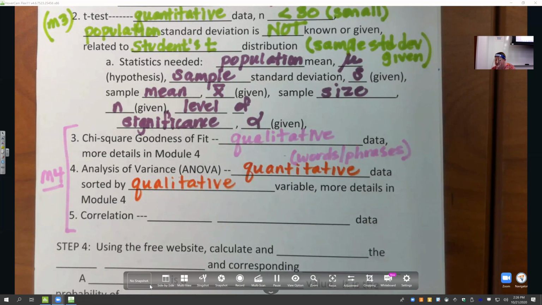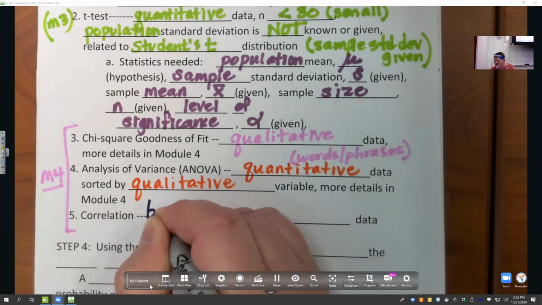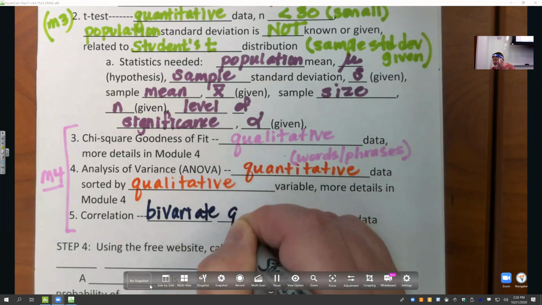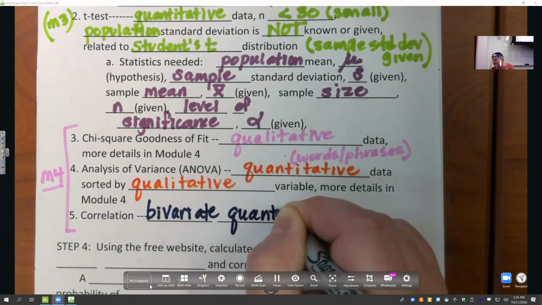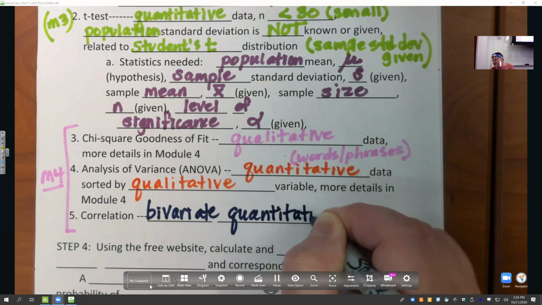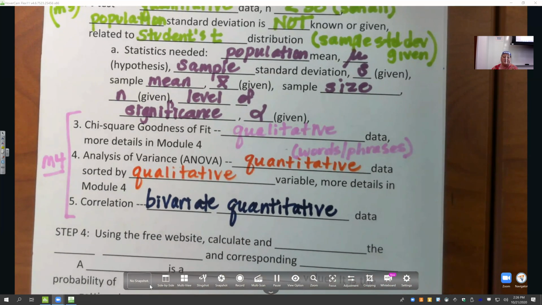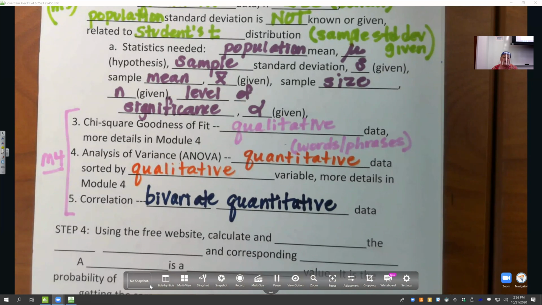And then correlation is what we call bivariate quantitative. Bivariate, bi means two. So we'll have two variables that are both numbers, they're quantitative, and we're looking at the relationship.